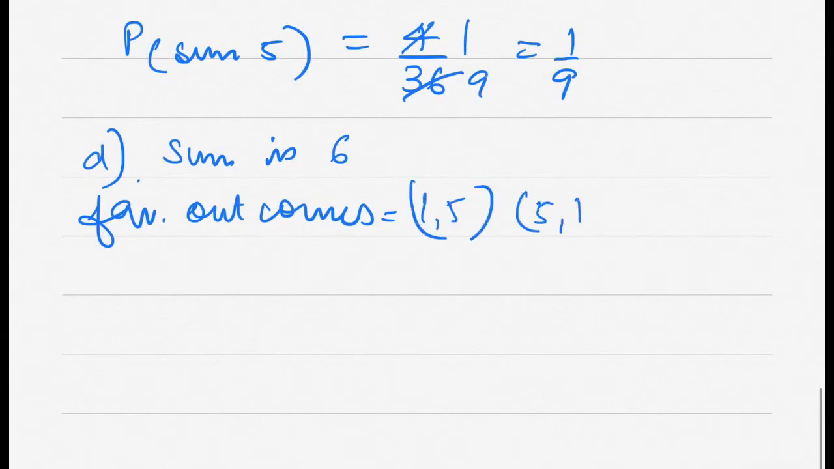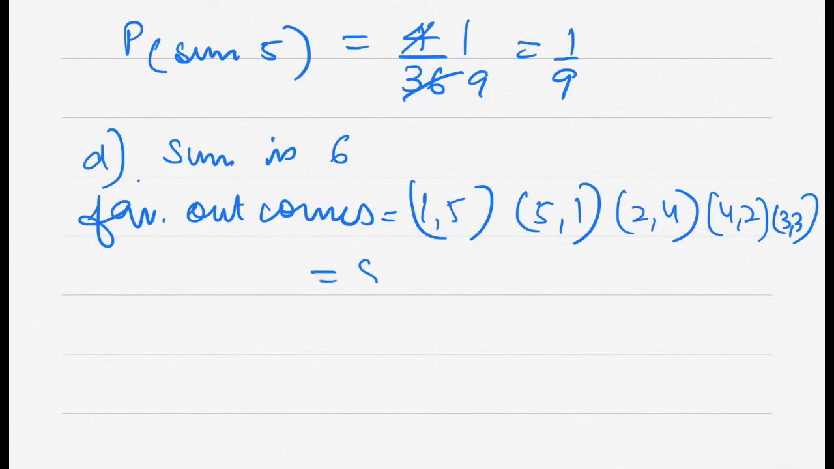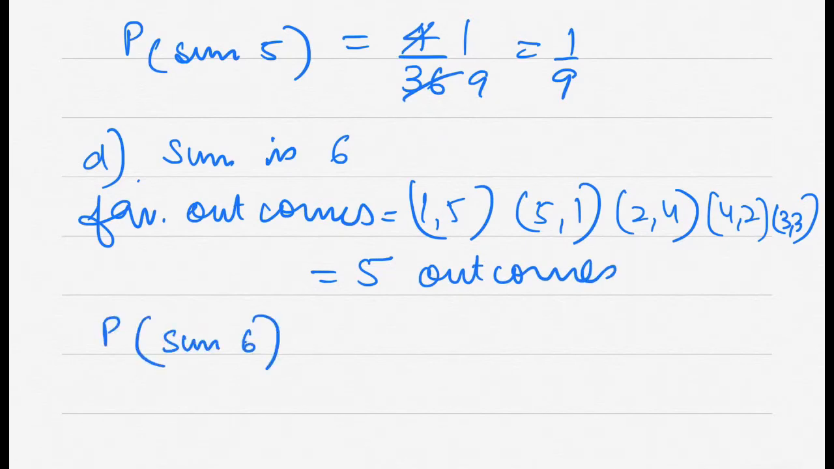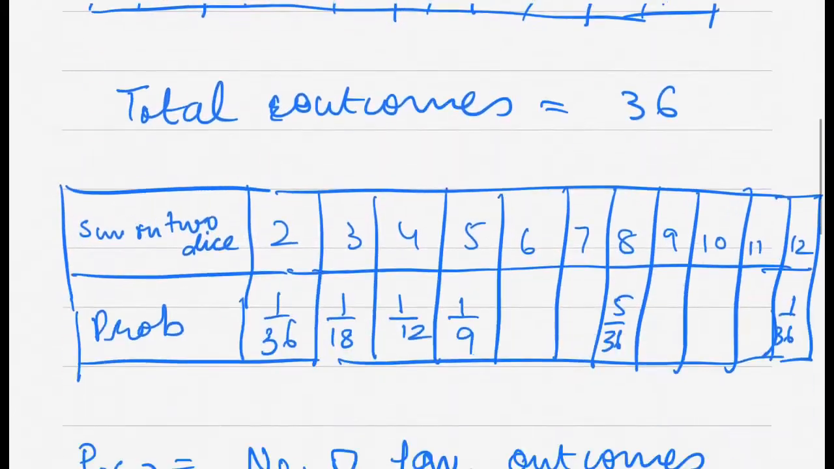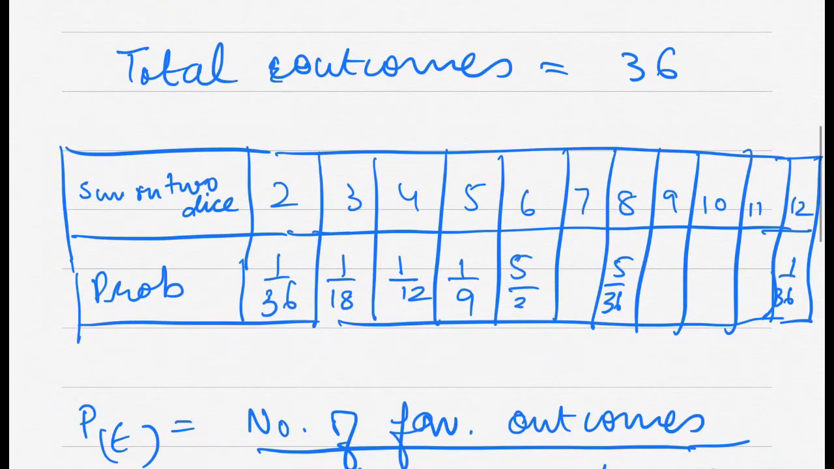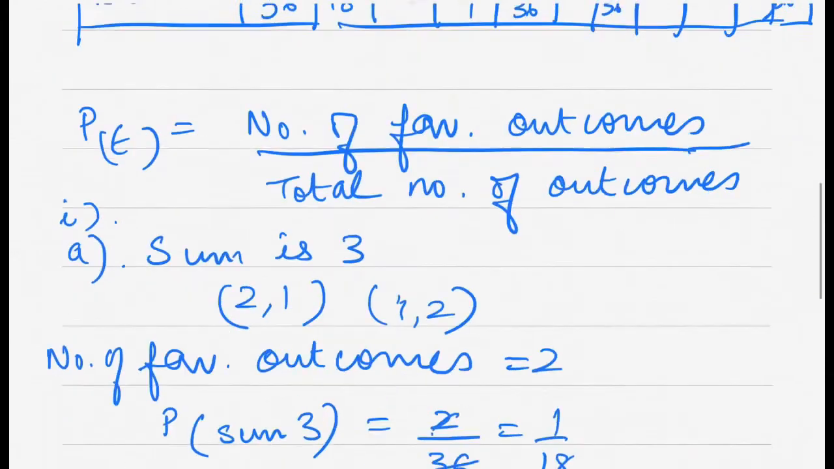1 5, 2 4 and 3 3. Right, so these are the favorable outcomes. So how many? 5, right? So the number of favorable outcomes is 5. So my probability of sum 6 will be equal to 5 by 36. Okay, so I'll fill in this table, 5 by 36.